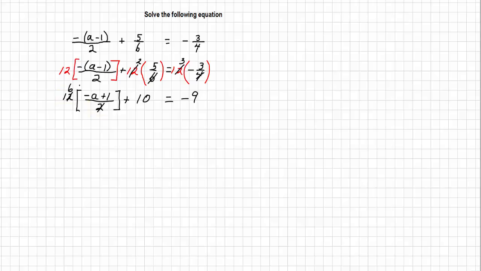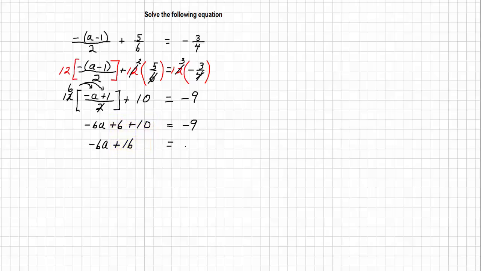We get 2 into 2 once, 2 into 12 6 times, and then we multiply 6 times every term inside the square brackets. 6 times negative a is negative 6a, plus 6 times 1 is 6. We bring down the 10 and the negative 9. At this stage, we can simplify a little bit because we have negative 6a plus 6 plus 10 equals negative 9. So we can combine the plus 6 plus 10, we get negative 6a plus 16.